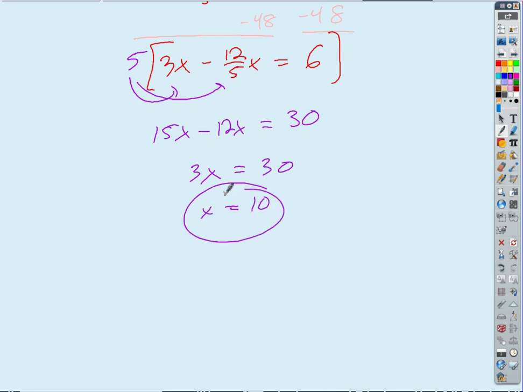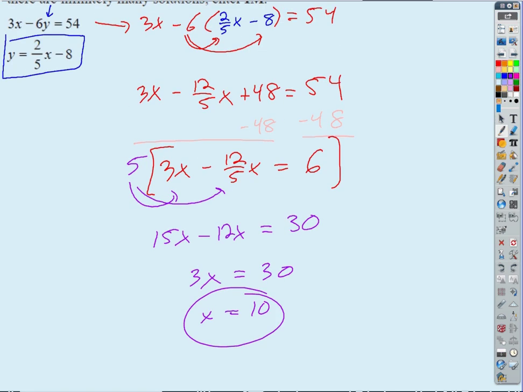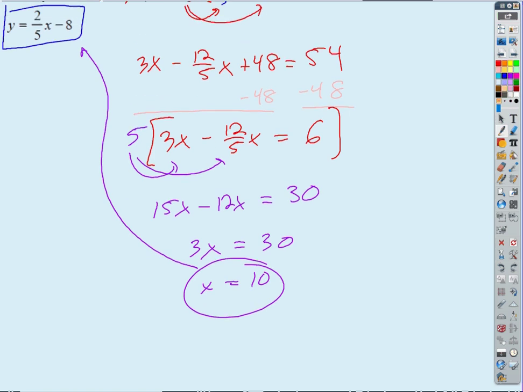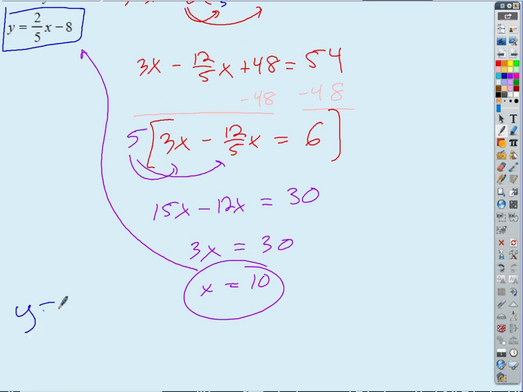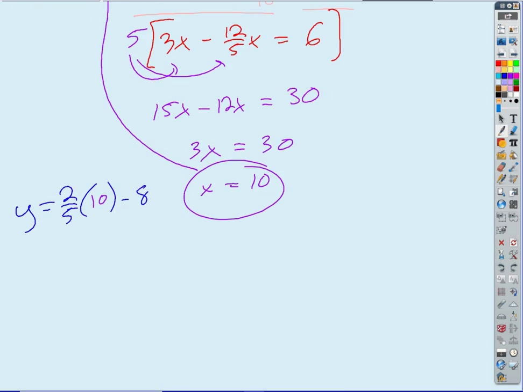We're most of the way there. What's my last step then? Plug it back in. Good. So the last step is we're going to plug this in up there, and that's going to give me, if I do that, I'm going to get y equals 2/5 times 10 minus 8. What's 2/5 times 10?